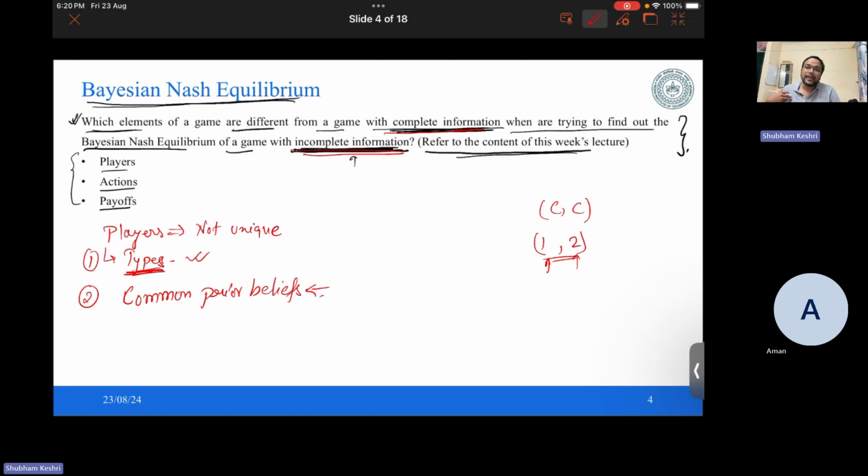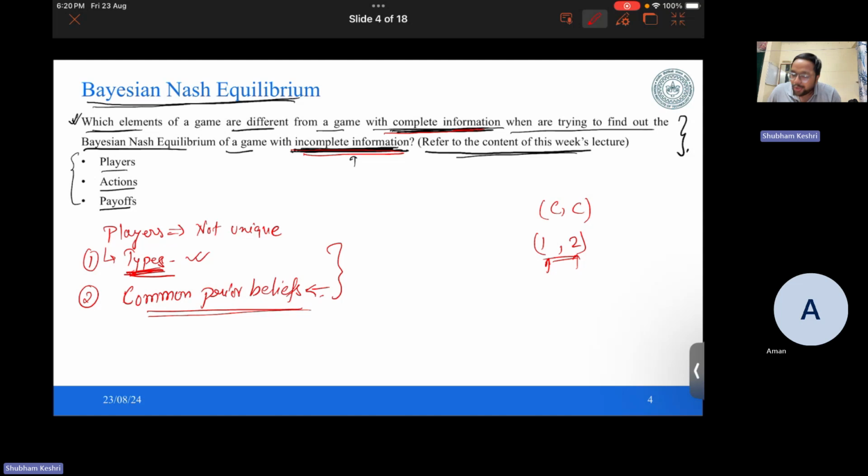This is known to me, and the other player also knows that I know this information. So it is common knowledge; the prior beliefs are common knowledge. Similarly, the other player knows my types and the probability distribution of those types, and I also know that he knows this, and this can go on and on. It can chain up to infinity, just like what we did for common knowledge. So these are the two things which are different.